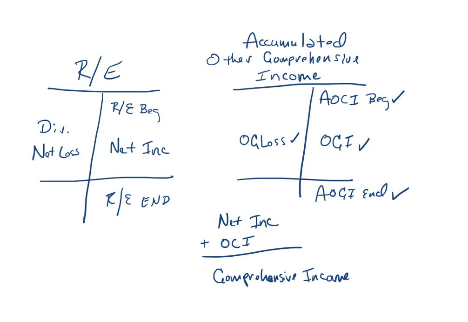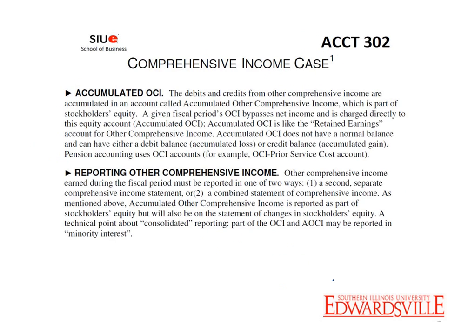What I want you to come away with from the case is an understanding that AOCI is a balance sheet measure, OCI is a flow measure, and how they articulate throughout the financial statements. Also, there's this new way of reporting where you either have other comprehensive income as part of one complete income statement, or have other comprehensive income in a separate statement of comprehensive income.